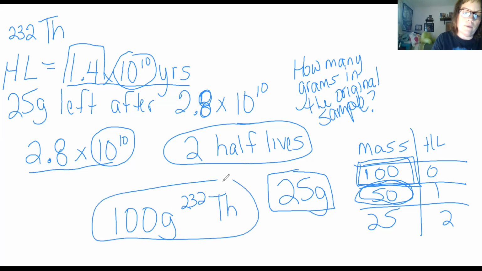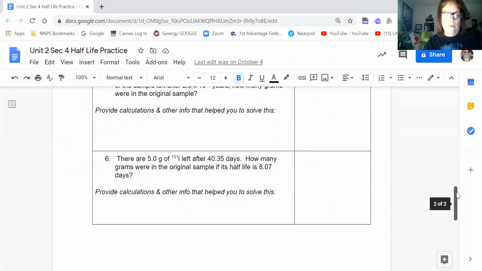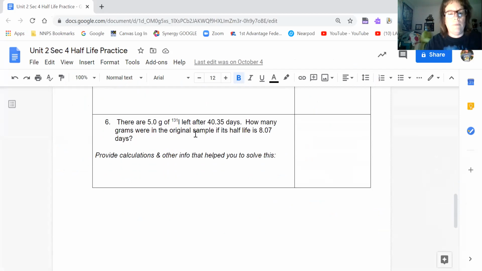Okay, so the math wasn't all that hard with that one. You just had to figure out how to back into the answer. All right, our last one. This one says you had 5 grams of iodine 131 left after 40.35 days. How many grams were in the original sample if its half-life is 8.07 days?